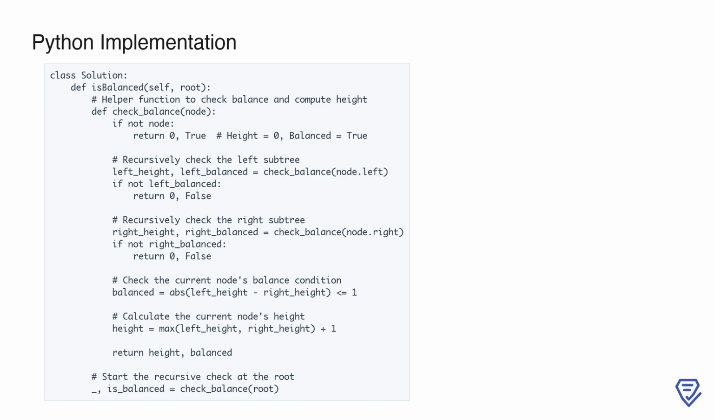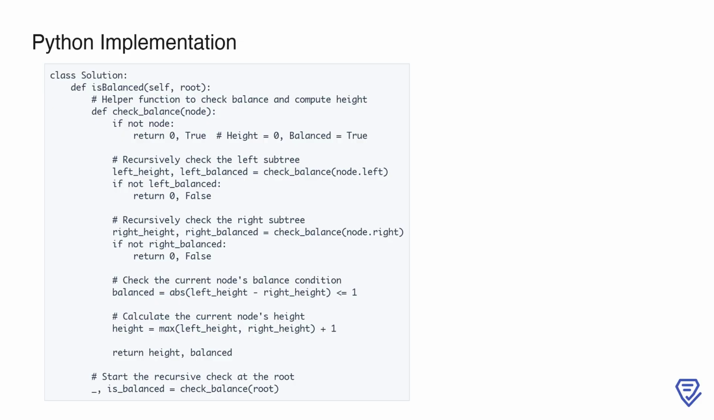If the left subtree is unbalanced, we exit early by returning 0 for the height and false for the balanced status. Similarly, we check the right subtree in the same way. Once both subtrees have been evaluated, we determine if the current node is balanced by checking if the difference in height between the left and right subtrees is at most 1. Finally, we compute the height of the current node as the maximum height between the left and right subtrees, plus 1 to account for the current node itself.